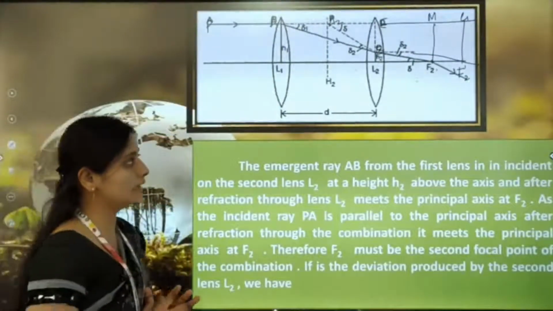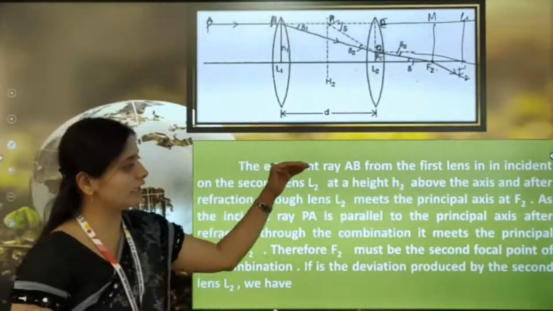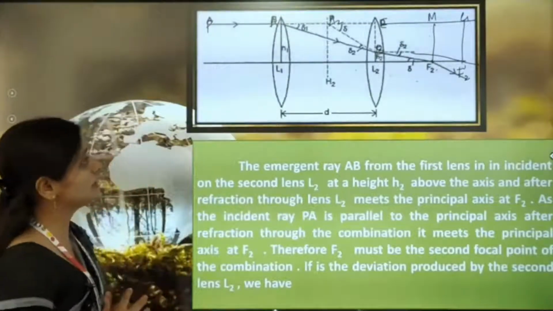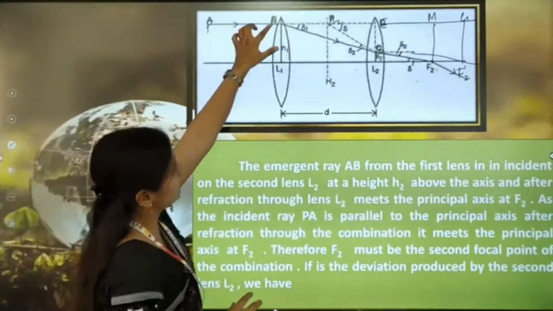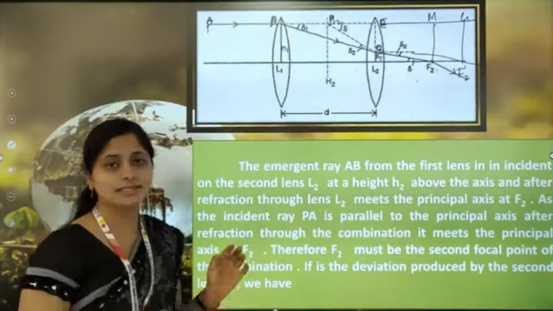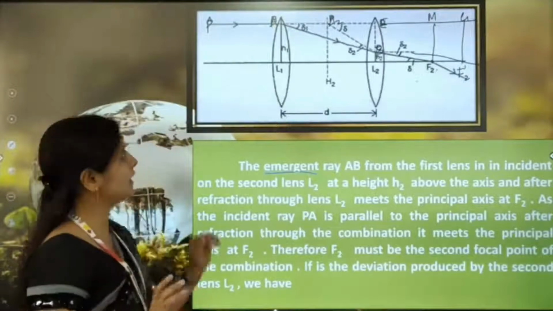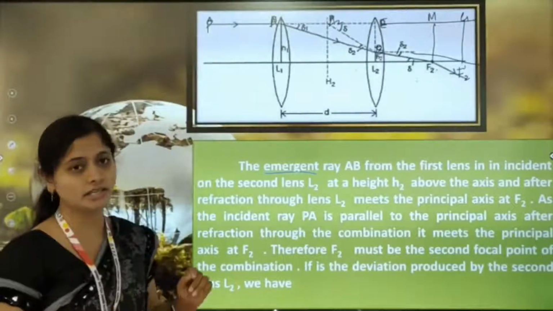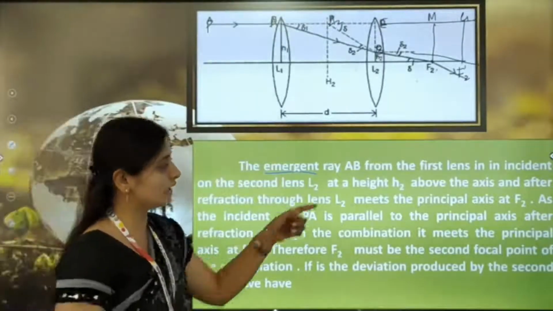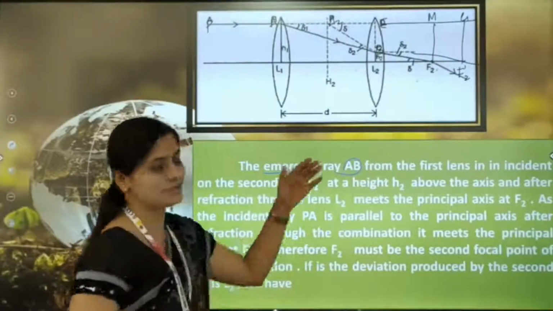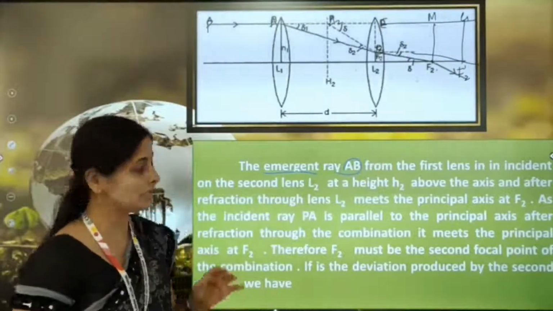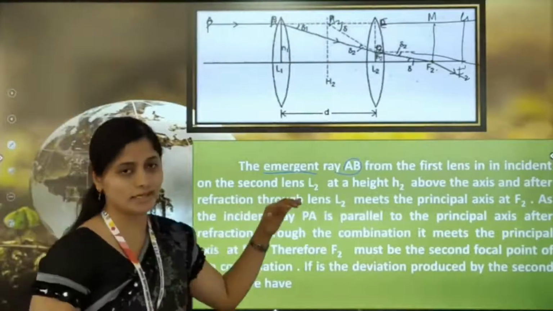So see here, in that the emergent ray AB. From A to B, what happened? This is known as the emergent ray. AB is the emergent ray, and here PA is the incident ray. So the emergent ray AB from the first lens is incident on the second lens.